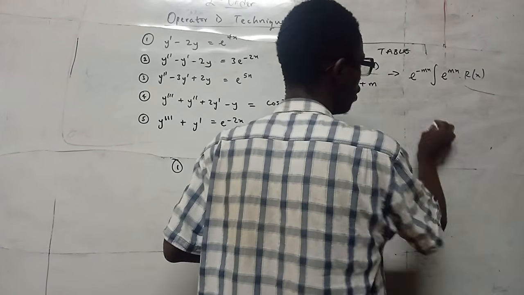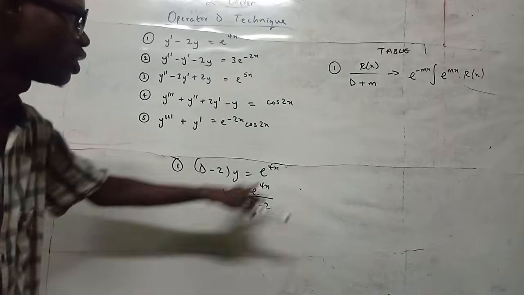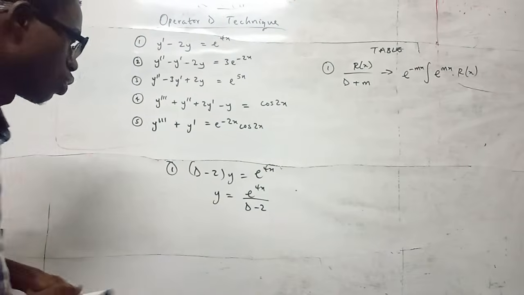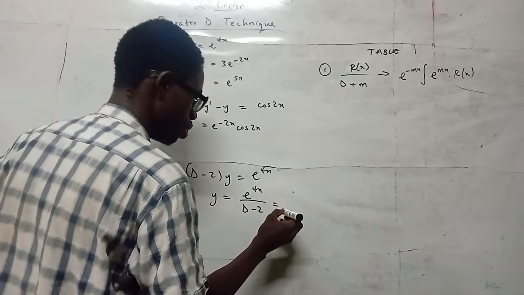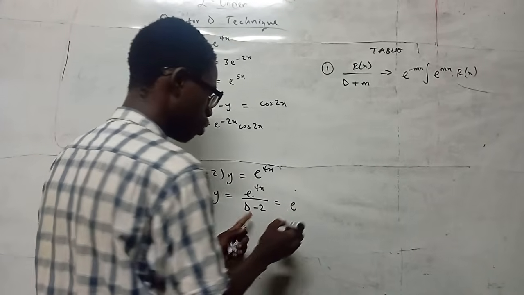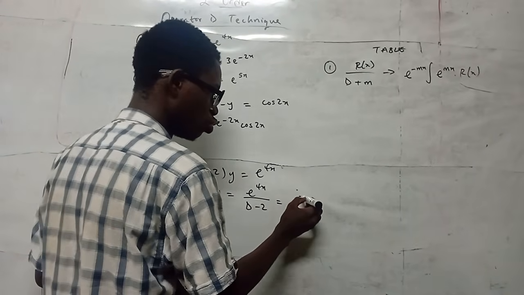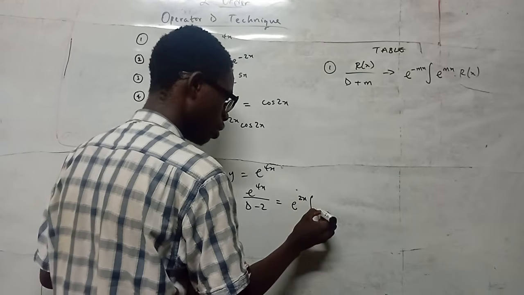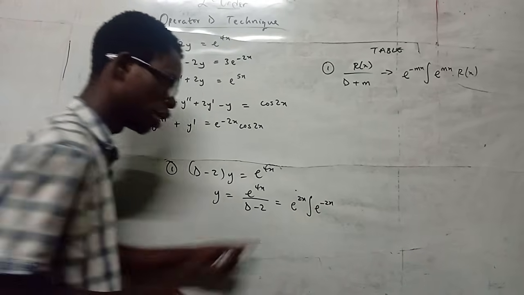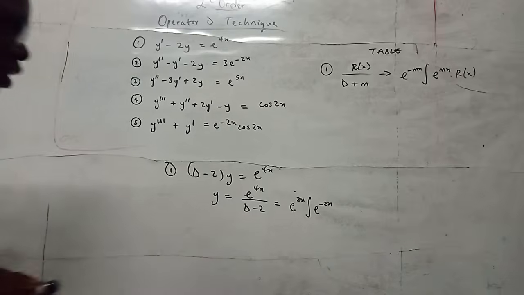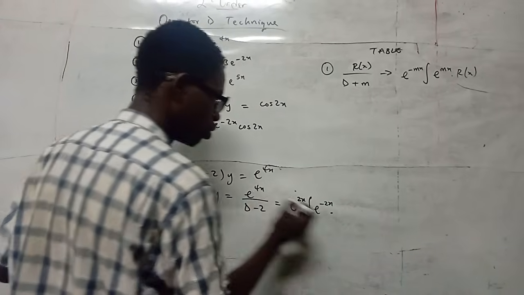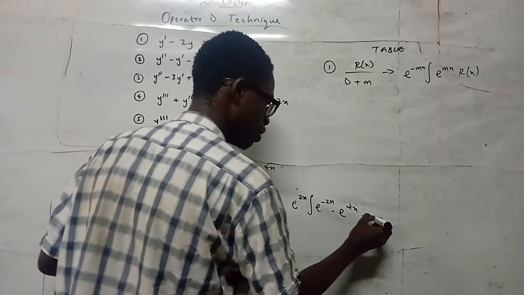So that's the first thing we need to know. Evaluating this one using this format, we are going to now have something like e raised to power negative of minus 2, which is 2. e raised to power 2x, integral of e raised to power minus 2x. Can you see the format it went along with? Dot, what is on top? e raised to power 4x dx.